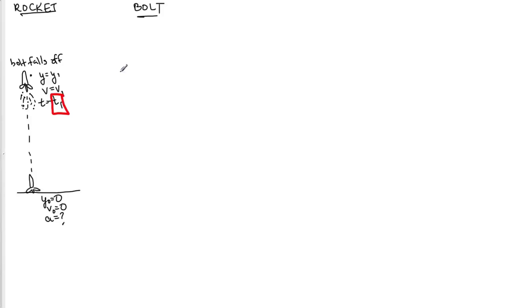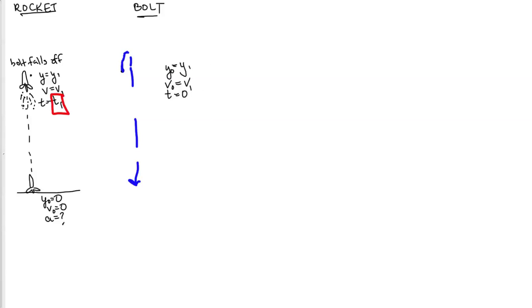So the bolt starts out here, this is where it starts, right? And so it starts with a y naught for the bolt equal to the y1 for the rocket. The initial velocity of the bolt is equal to this v1 of the rocket. But then we're going to take the bolt's initial time to be 0. So the bolt is going to continue to go up for a while because its v naught was positive, and then it's going to go all the way down to the ground.